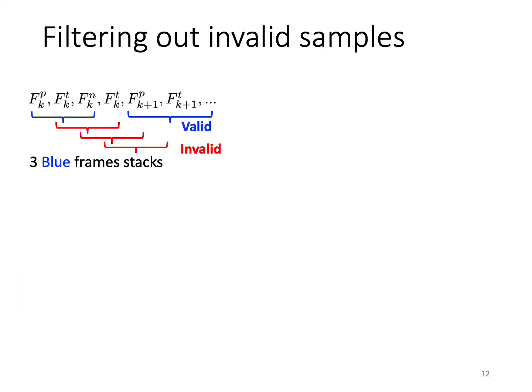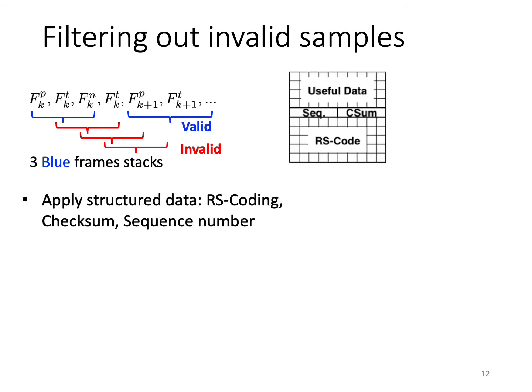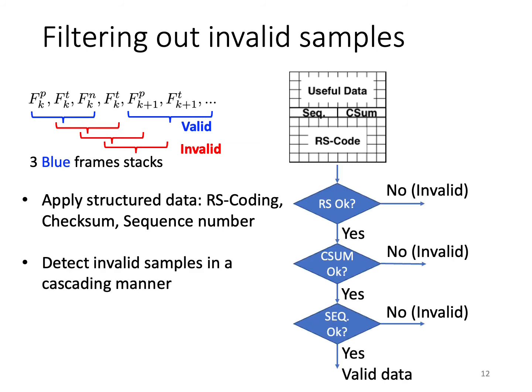Of course, there are many invalid frame stacks that do not contain a positive frame, a transitional frame, and a negative frame of the same Manchester pair. So we need to filter out those samples. We use a frame structure that includes Reed-Solomon coding, a checksum, and a sequence number, and then detect the invalid samples in a cascading manner. A frame is considered valid only if it passes all of these checkpoints.